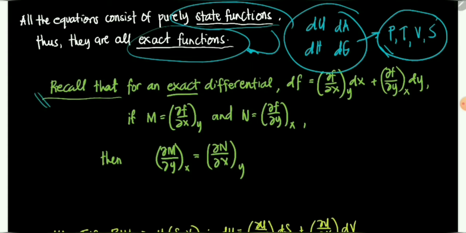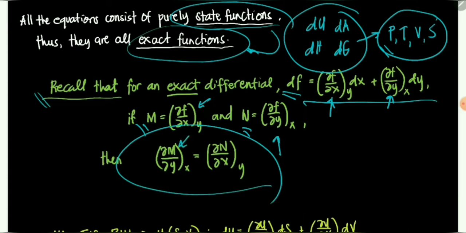Recall that for an exact differential, df, which is a function of x and y, we can express df in terms of the total derivative with respect to x and y. We derived this last time. If M is equal to the change in f with respect to x at constant y, and N equals the change in f with respect to y at constant x, it follows that the change in M with respect to y at constant x should be equal to the change in N with respect to x at constant y. This is the important property for exact functions. So, our four fundamental thermodynamic equations should follow this.